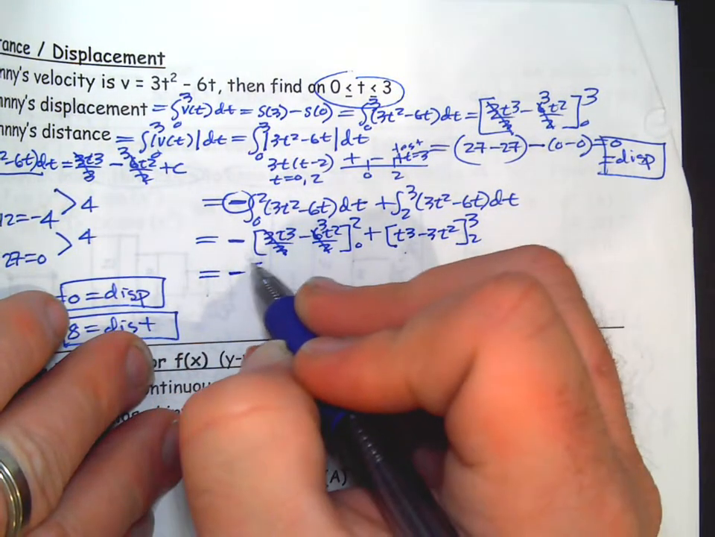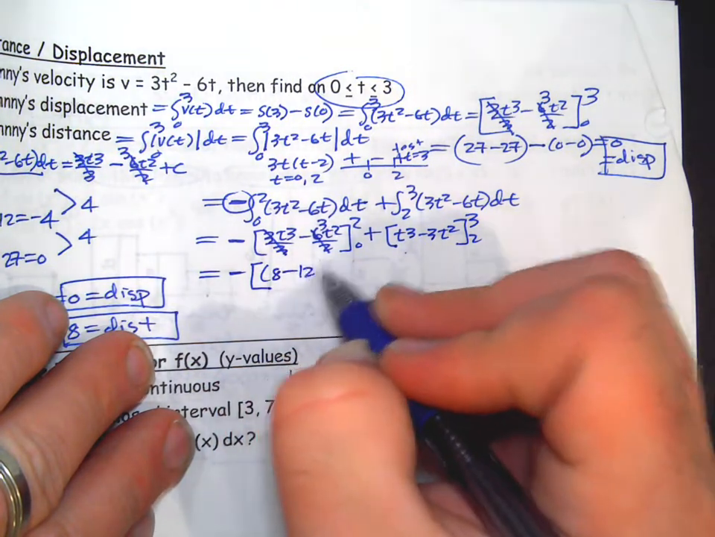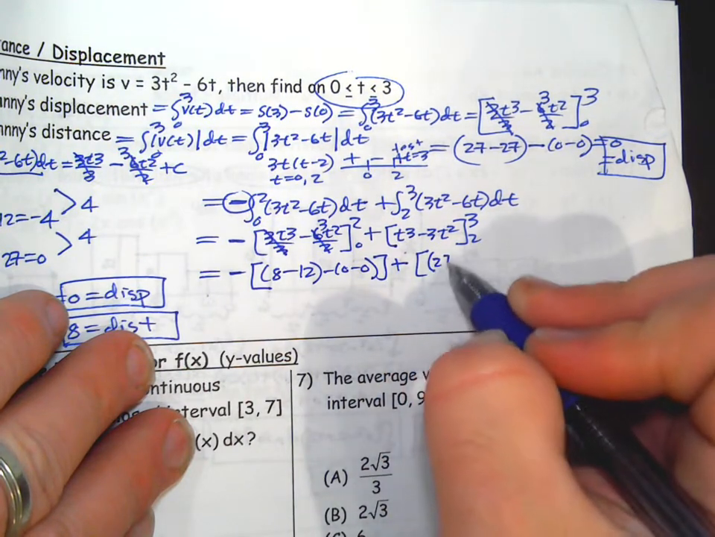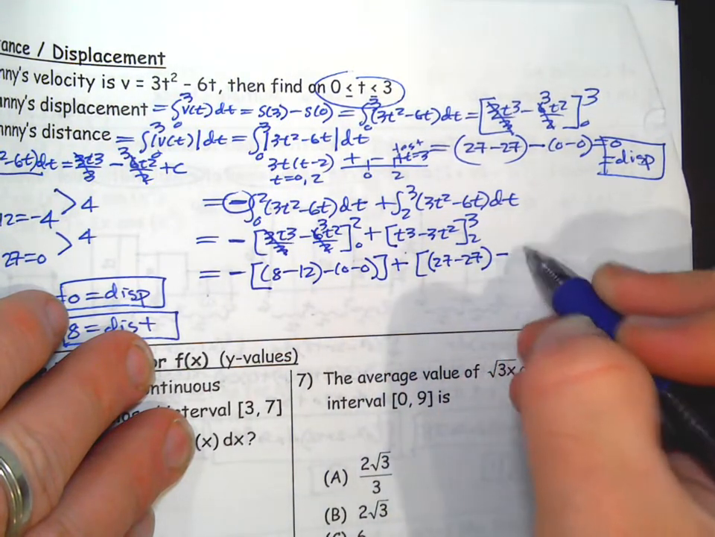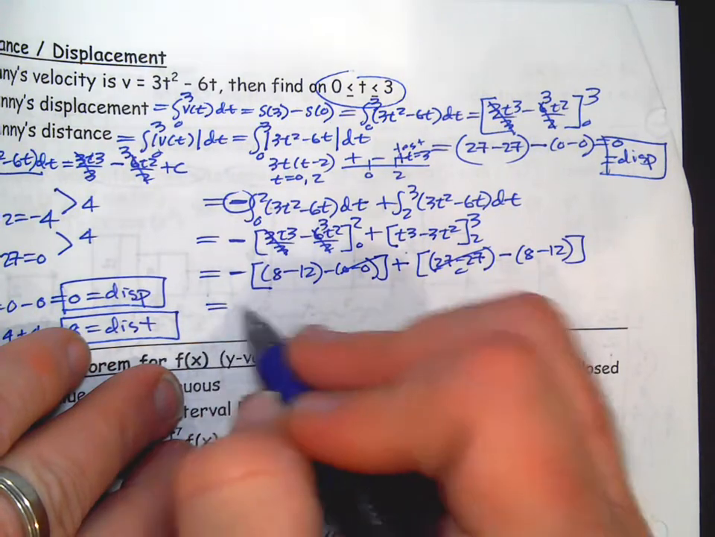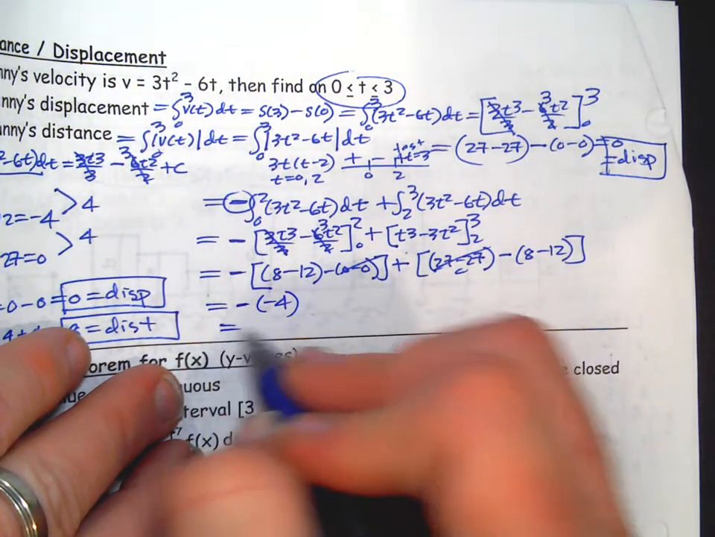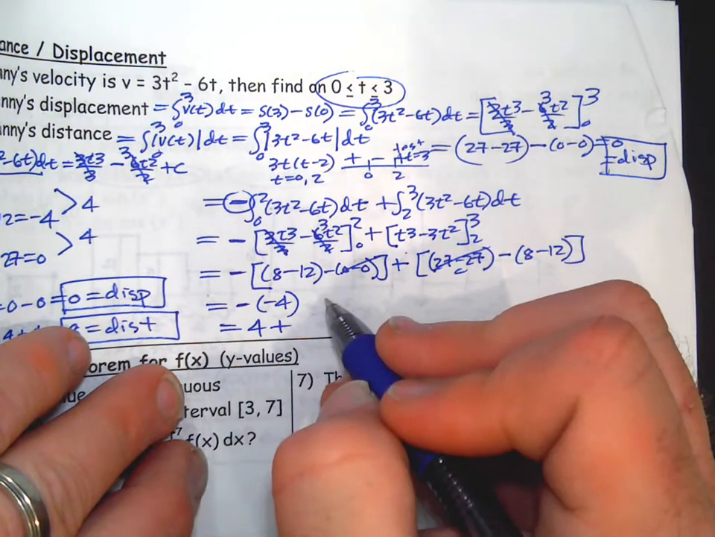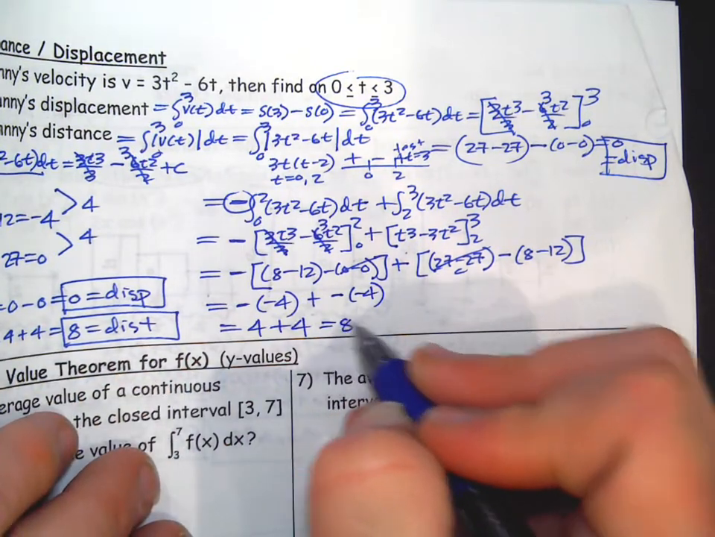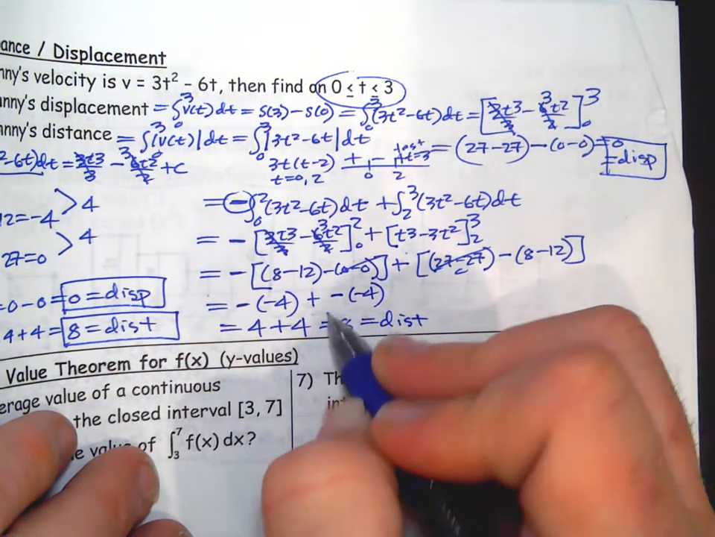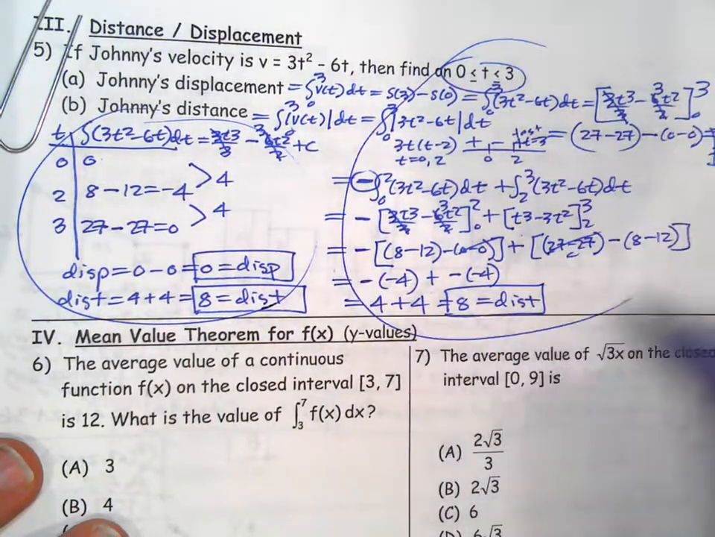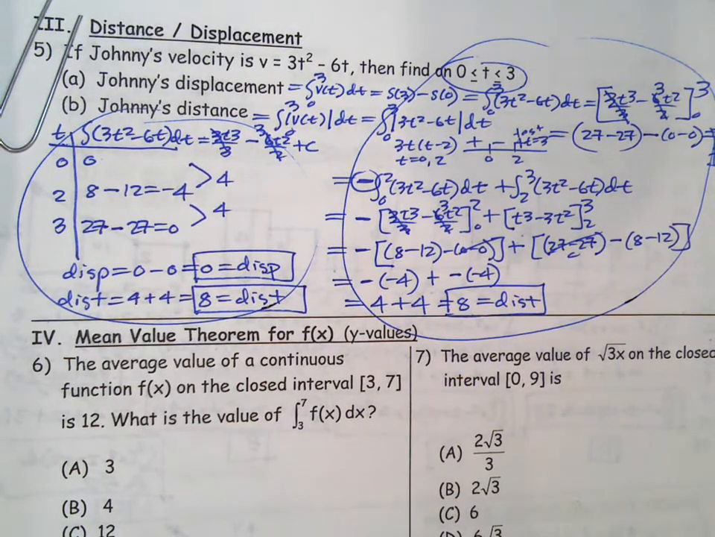We got to carefully plug these values in, so it's going to be 8 minus 12 and 0 minus 0. And this one's going to be 27 minus 27 minus 8 minus 12. It's going to be 0. So we get negative 4, which is positive 4. And then we're going to get a plus negative 4. So that's positive 4. And we're going to get 8 for the distance. That table thing's pretty slick. I mean, I use that table to do, so you could do this, or you do all of that. Like, I don't know which way you want to do it.